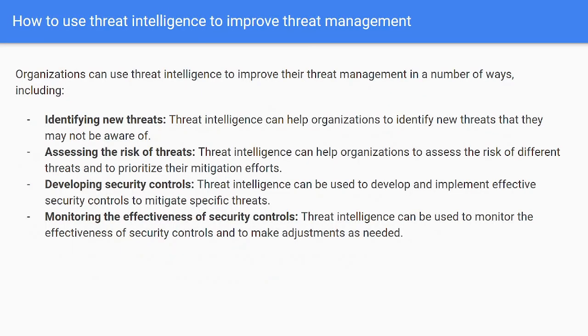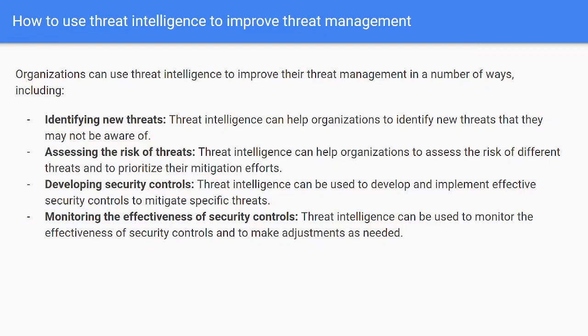So how do you use threat intelligence to improve threat management? Organizations can use threat intelligence to improve their threat management in a number of ways. Number one, identify new threats. Threat intelligence can help organizations to identify new threats that they may not be aware of. Number two, you assess the risks of the threats. Threat intelligence helps organizations to assess the risks of different threats to prioritize their mitigation efforts.